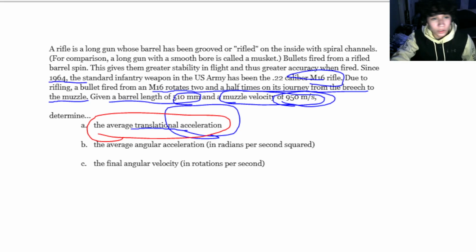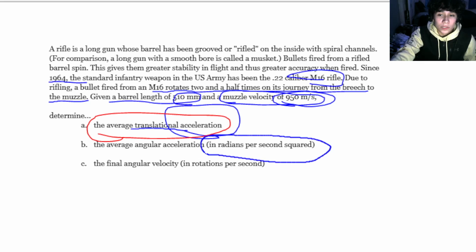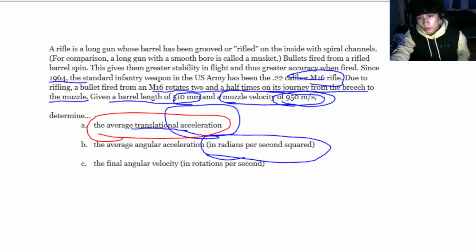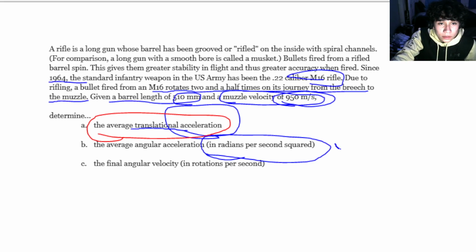Okay, so for the second one, the average angular acceleration in radians per second squared. Finding the time spent in the barrel is just very simple because all you're going to be using is the average velocity equation, which I have written here. This one's easy because this is from unit 2.